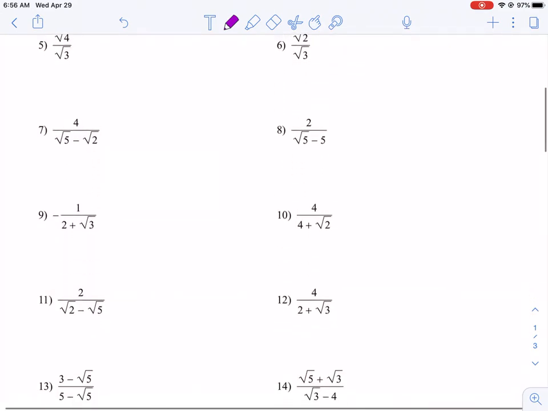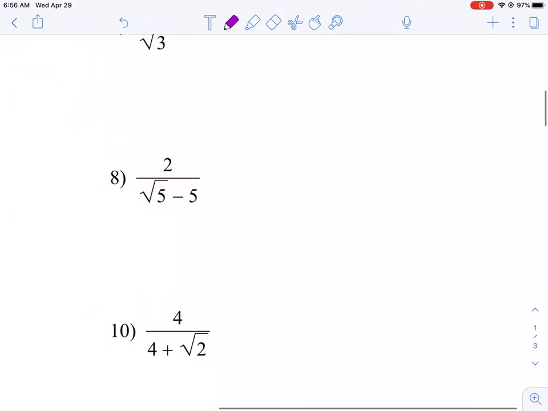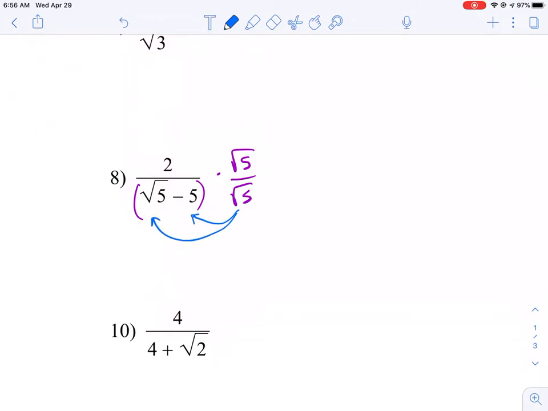Now, let's get into something a little bit more difficult. So here we have a problem: 2 over radical 5 minus 5. Your first temptation is probably to multiply by radical 5 over radical 5, but this does you no good because you have to distribute to both terms in the denominator. You'd have to multiply by the negative 5 and the radical 5. If you multiply it by the radical 5, you get 5, but then if you multiply it by 5, you're going to get 5 radical 5.